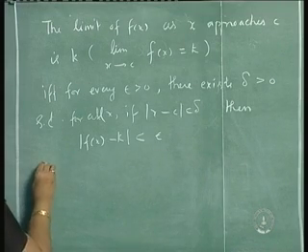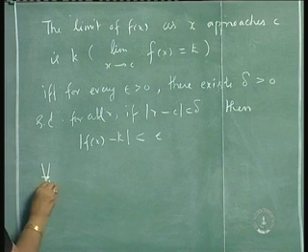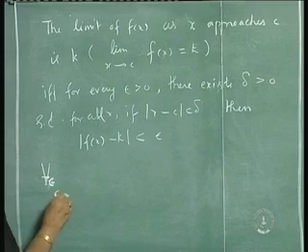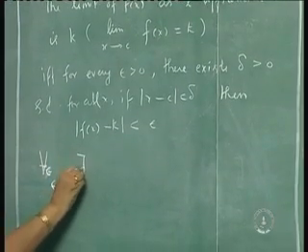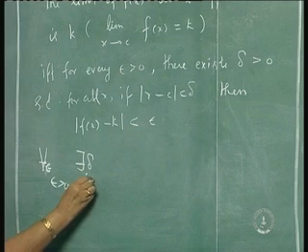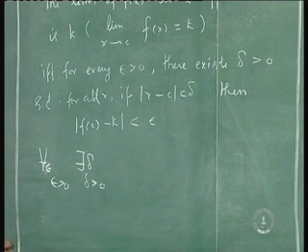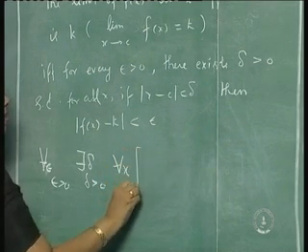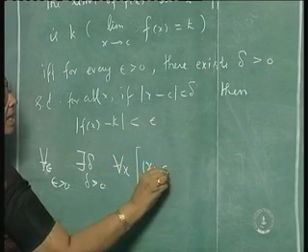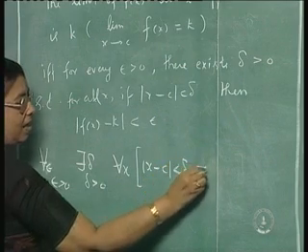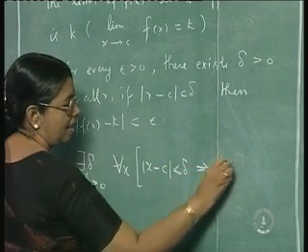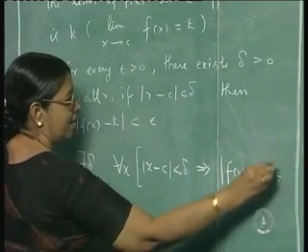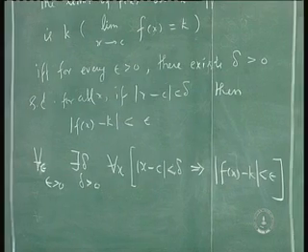You can write it in logical notation like this: for all epsilon greater than 0, there exists delta greater than 0 such that for all x, |x minus c| less than delta implies |f of x minus k| is less than epsilon. This is the way you write it.